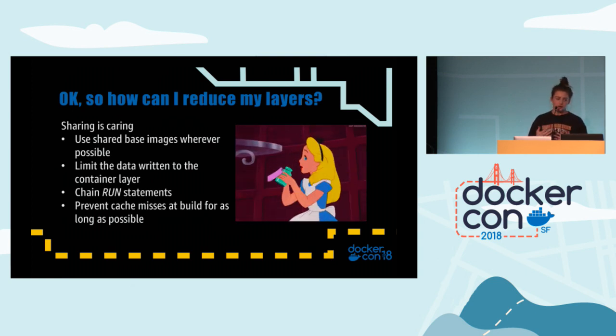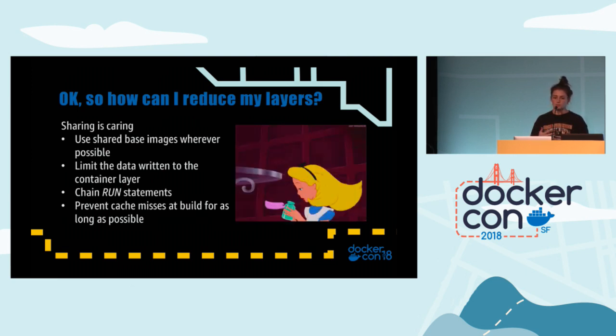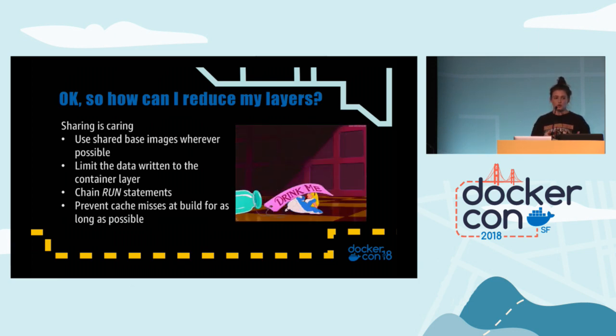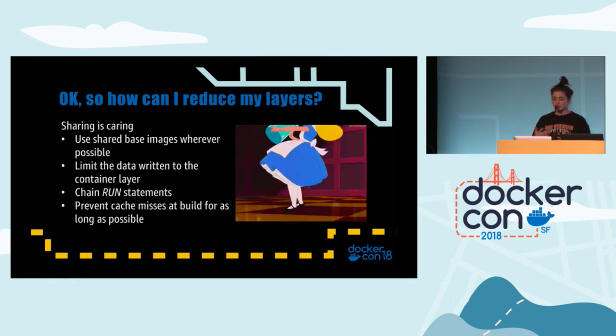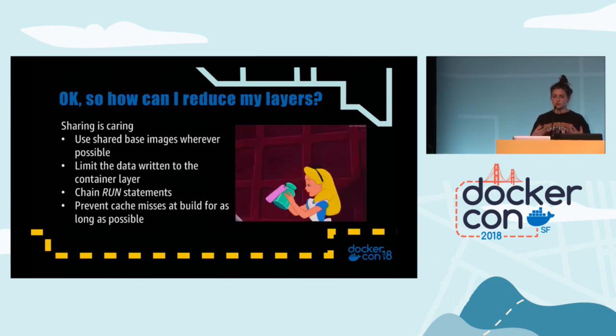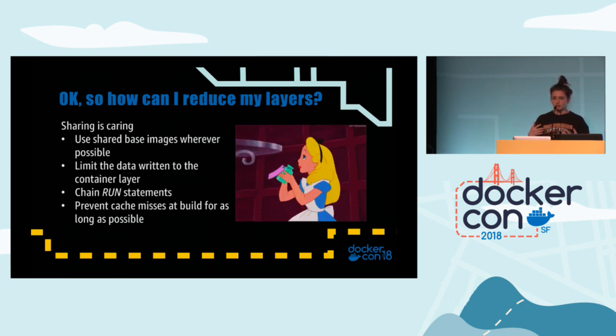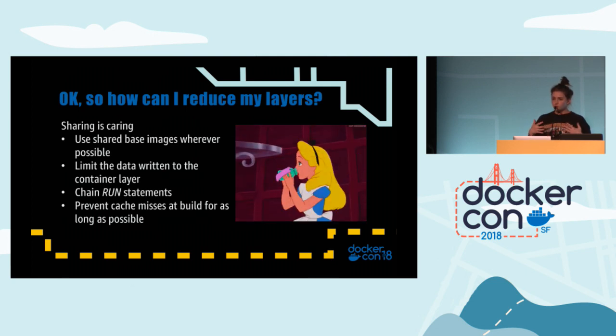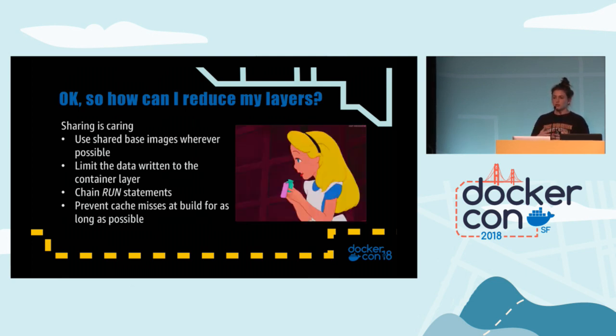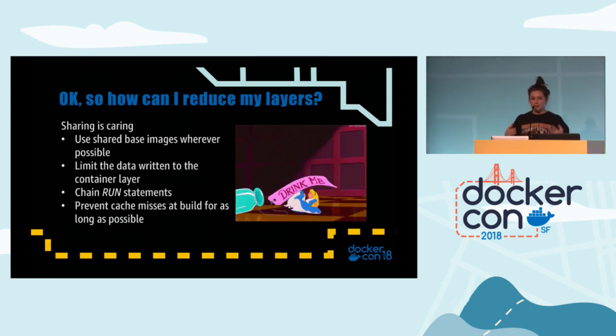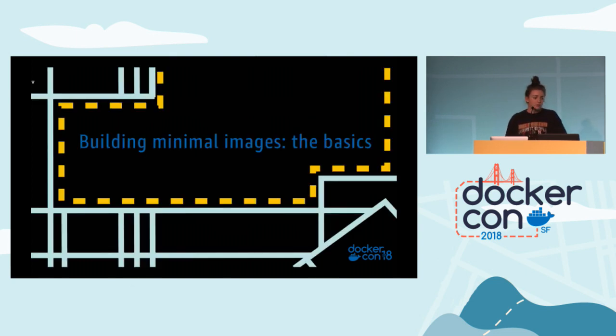So how can you reduce the number of container layers that you have? Just like kindergarten, sharing is caring. Use a shared base image wherever possible. If you're writing in Python and you have a couple of different containers, you can use a shared one that has all of your Python dependencies. Also, we talked about that relatively thin read-write layer. Limit the data that you write there. If you install a package, use it to install something else and then never need it again, you can download, install, use, and remove it all in the same layer without committing to your final image size. You can chain RUN statements, which we'll look at in detail in just a couple of minutes. And finally, you want to prevent breaking your cache for as long as possible. Try to hold off breaking the Docker cache until you absolutely have to, because everything after you've broken the cache gets built again. A couple of basics on building minimal images.